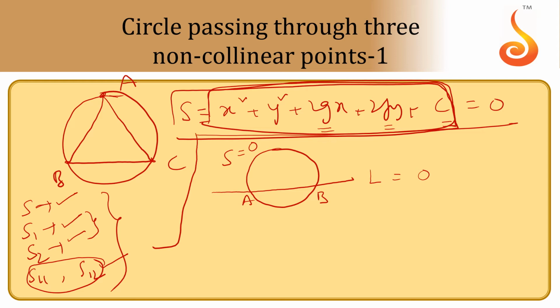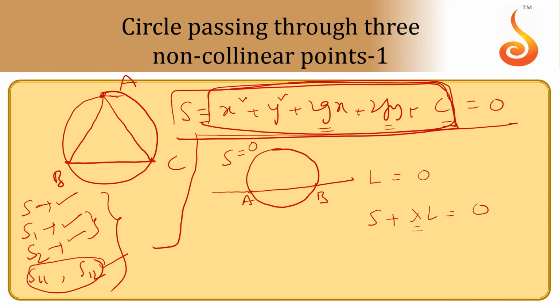Now there are two loci we have. One is S equal to 0, one is L equal to 0. Now what I can say, through this AB I want to create a new locus. Can I use it like this? S plus lambda L equal to 0. So this is a new locus. Why is this a new locus? Lambda is the parameter I am using.